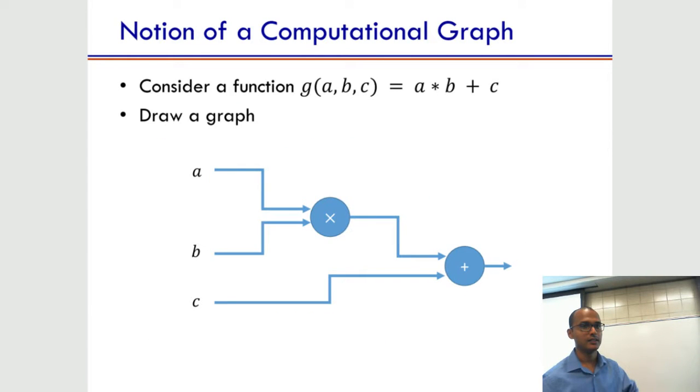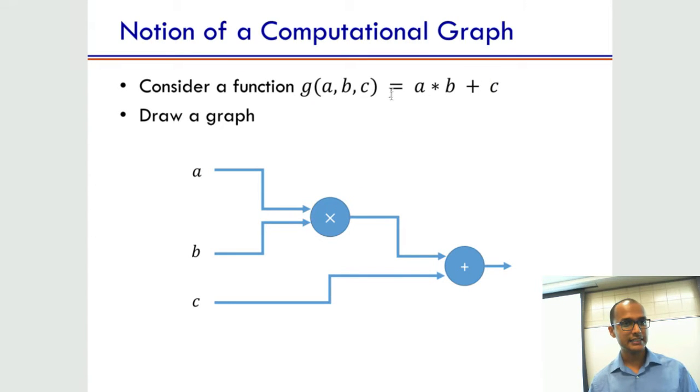So let's say we have a function g. It has three arguments, a, b, and c, and in fact the function is very simple: a times b plus c. Such a function can be represented as what is called a computational graph. It's literally saying there are three inputs, a, b, and c. A and b get multiplied at a multiplication node, and then that output is fed to an addition node where c is added to it.